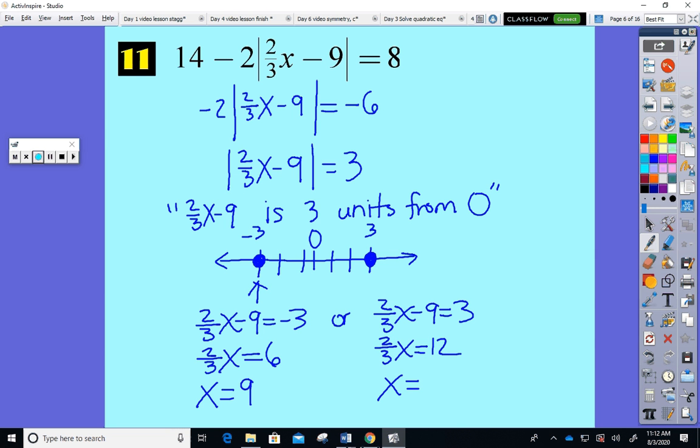And multiply by 3 over 2. So 12 times 3 is 36 over 2 is 18. Are we okay on what I just did? All right. I'm going to talk the same way about inequalities, and you're going to do more inequalities tomorrow. We're going to try to get into just some baby inequalities today.